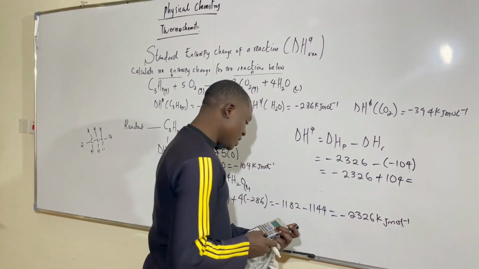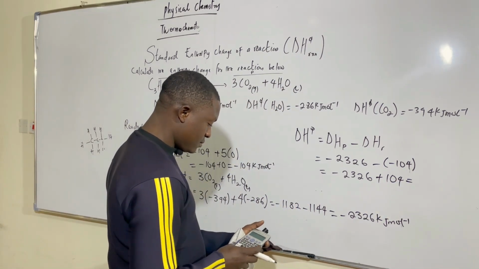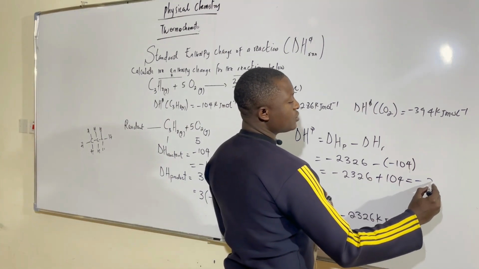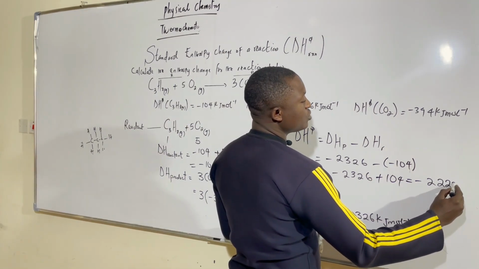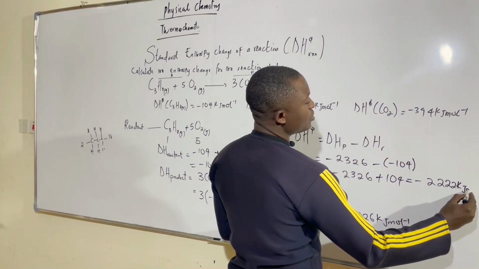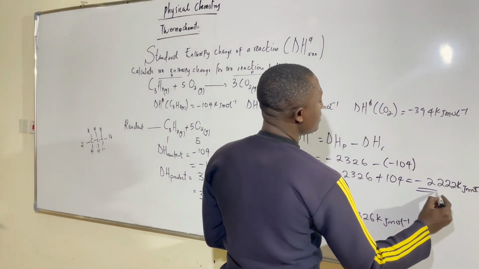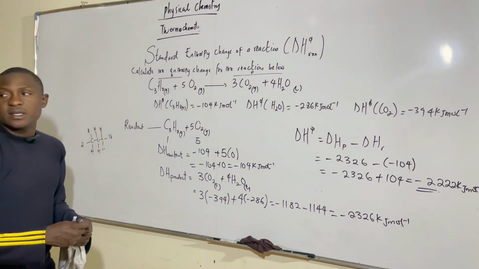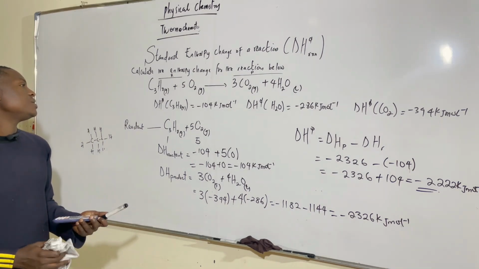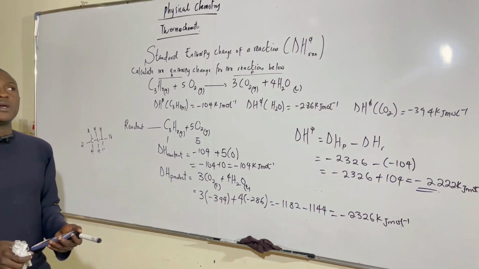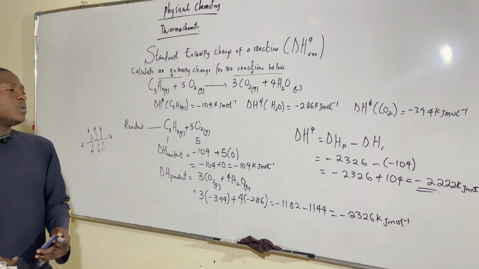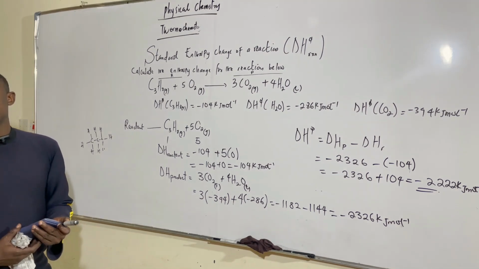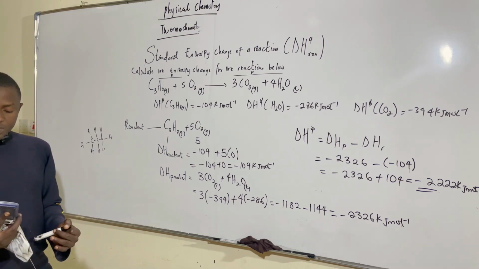So now, let's do that. If you check that one, your result is going to be minus 2222 kilojoule per mole. Can you see that? So that's our standard enthalpy change. Just find the one we have at the product, calculate the one we have at the reactant, then find their difference. So the difference is what we call standard enthalpy change.